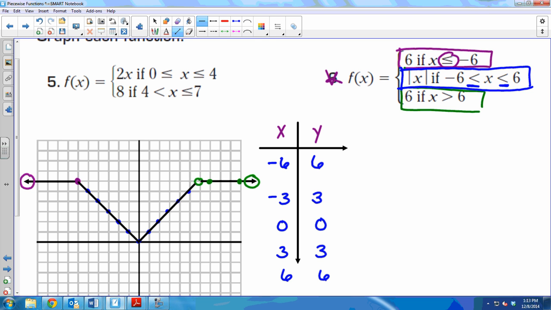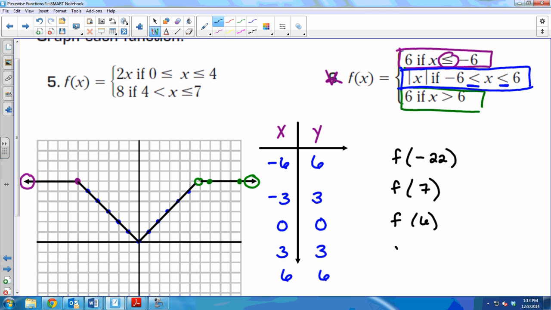So again, like I did last time, if I asked for some function values, if I asked for f of -22, f of 7, f of 6, f of 0. What's f of -22 going to be? It's the top one. It's less than -6. It's going to be 6. It's going to go with that one, right?